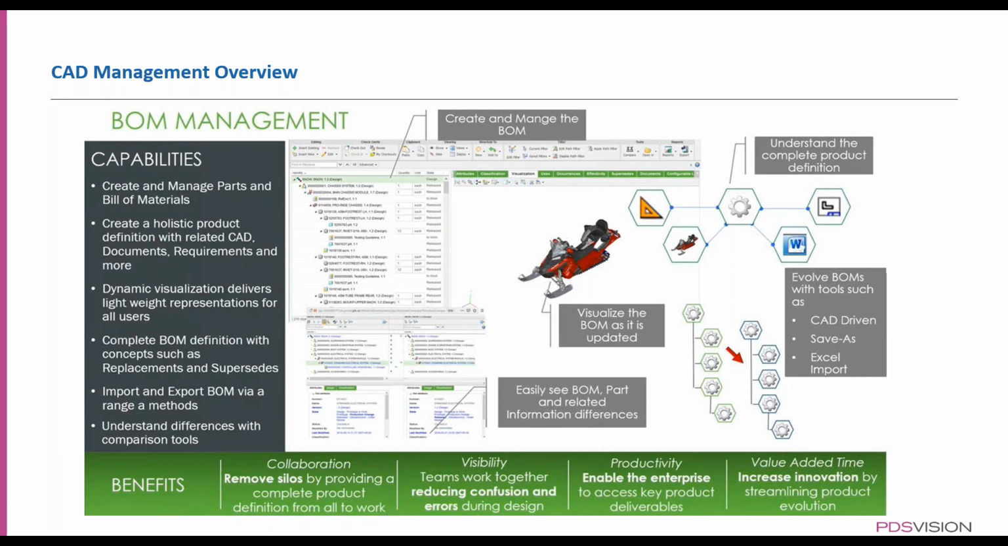And also the comparison. If I want to look at what changed between this revision and revision B and revision A, I can do that comparison, and the software will visually show me what's changed in terms of design or what changed in terms of attributes, for example.